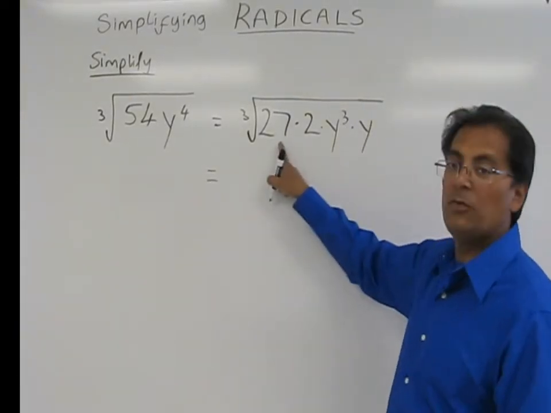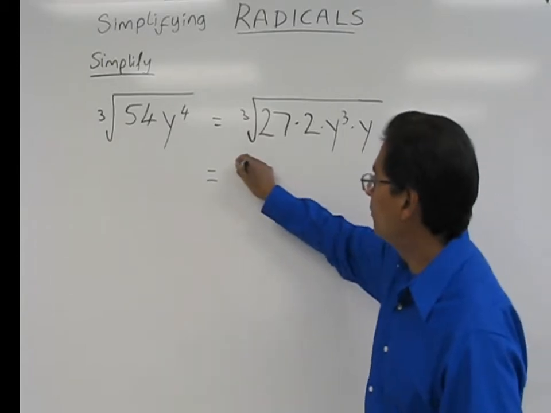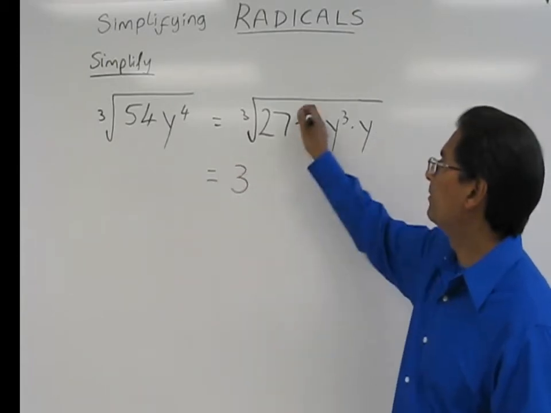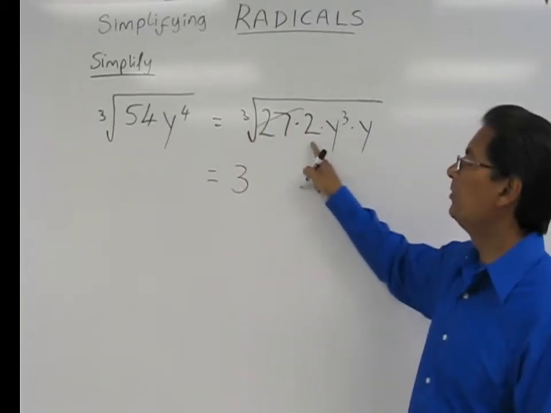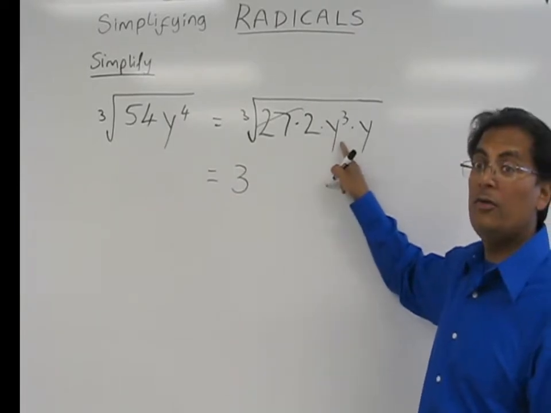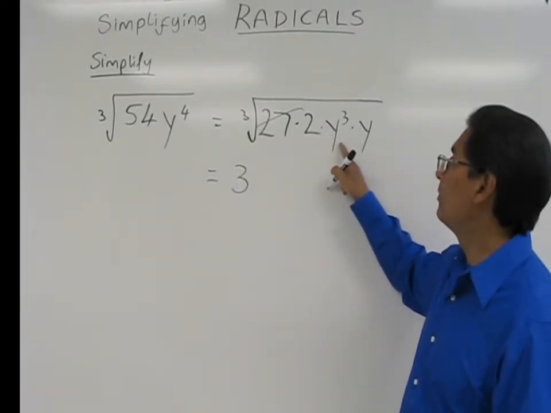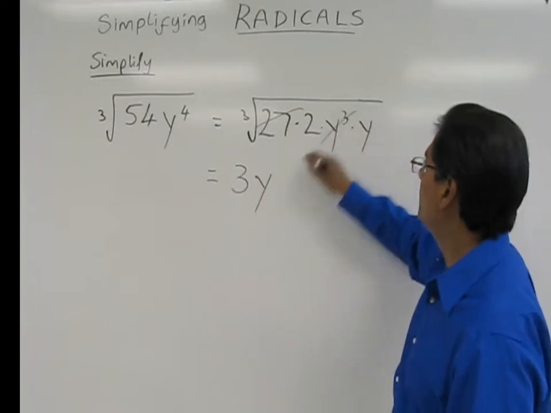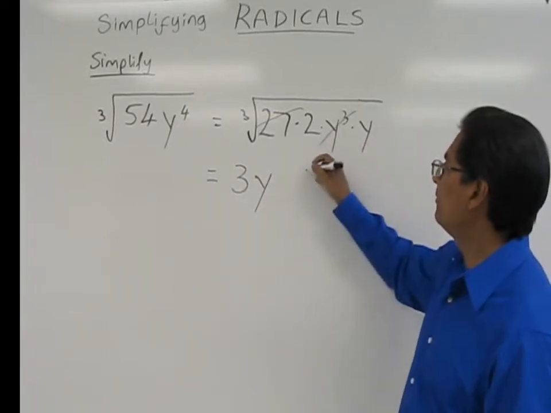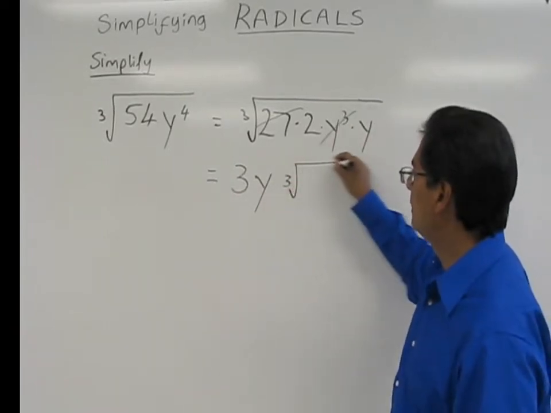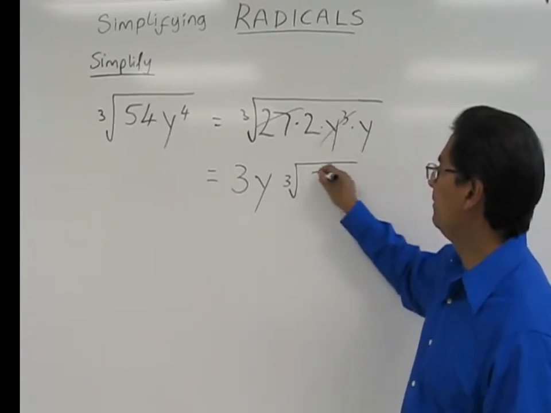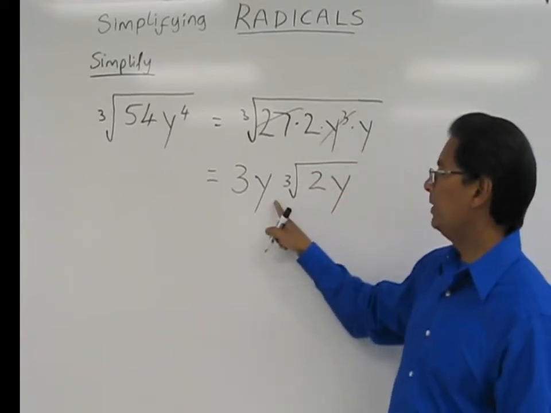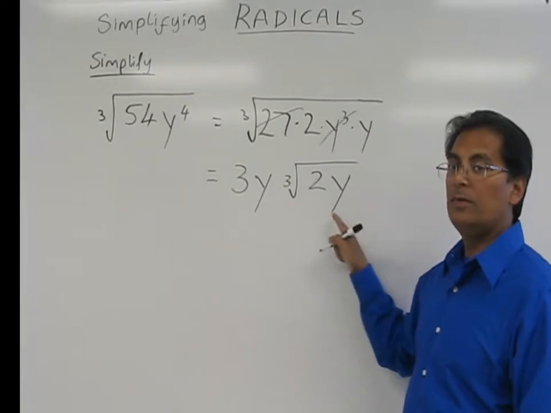The cube root of 27 is 3, so we'll write a 3. I'm going to scratch this out. The cube root of 2 we can't do, but the cube root of y cubed I can do. Cube root of y cubed is y. So these go. And what am I left with? Underneath the radicand, I have 2 and y. So we have 3y times the cube root of 2y.